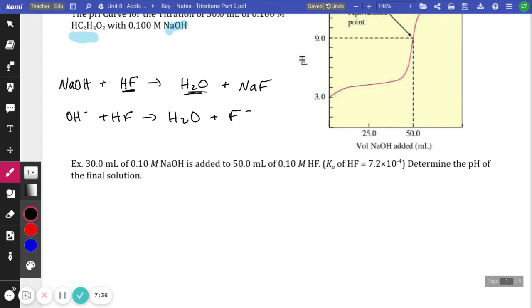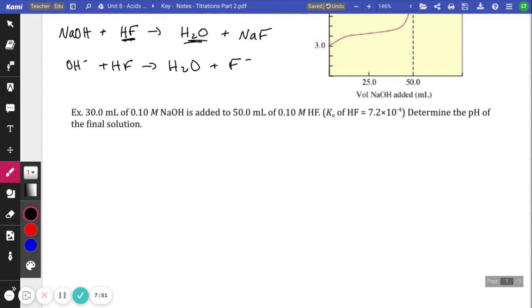Again, because HF doesn't break up, the fluorine won't cancel out, even though sodium fluoride would break up. HF doesn't completely dissociate because it's a weak acid. Then we're going to solve them very similarly to how we solved them before. We're going to start by figuring out how many moles of hydroxide and how many moles of HF we have here.